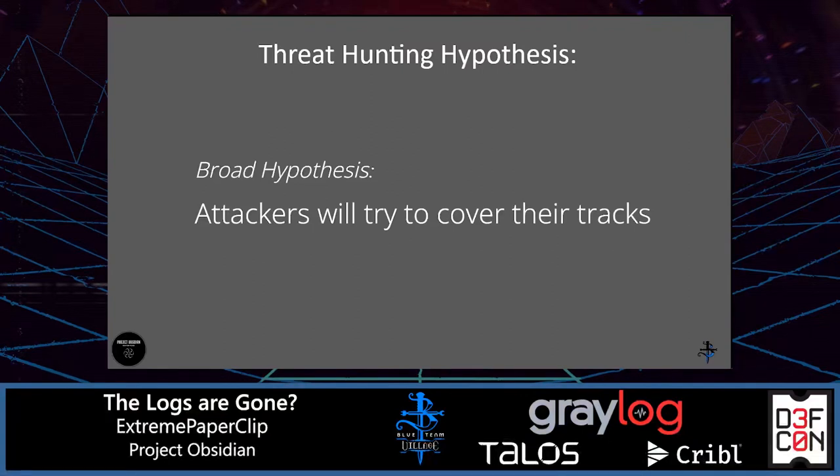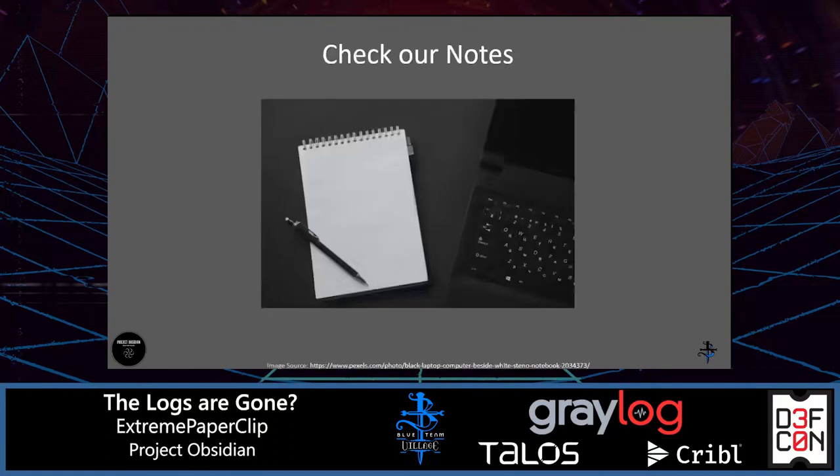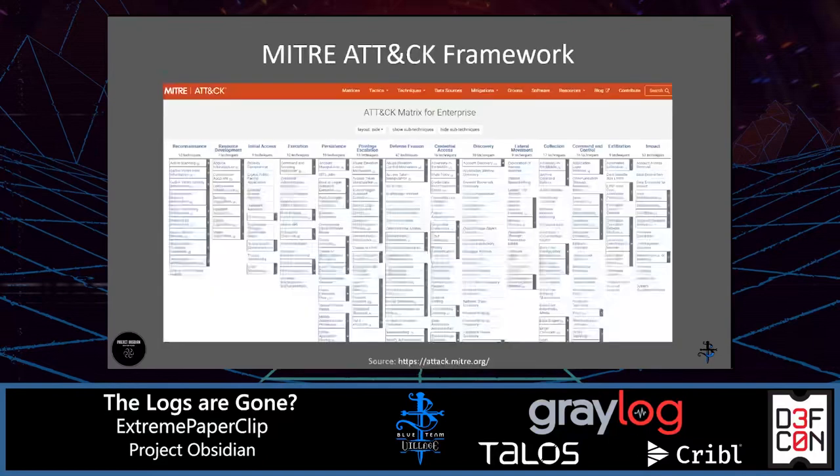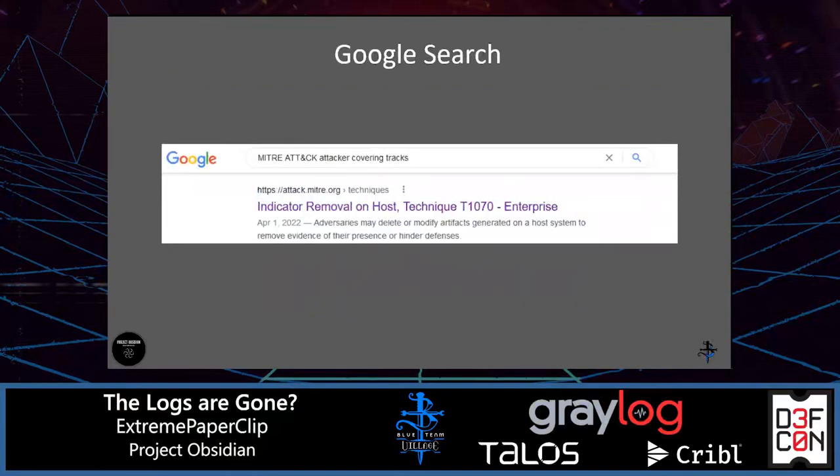So how can we develop this further into a specific hypothesis for our hunt? Well, looking at our notes, we see that the MITRE ATT&CK framework was listed as one of the things we could use to help build a threat hunting hypothesis. And how would we do that? Well, a quick Google search for MITRE ATT&CK attacker covering tracks brings us to the following MITRE ATT&CK page. Indicator removal on host. Technique ID T1070. Let's follow that link and read what MITRE ATT&CK says about this.